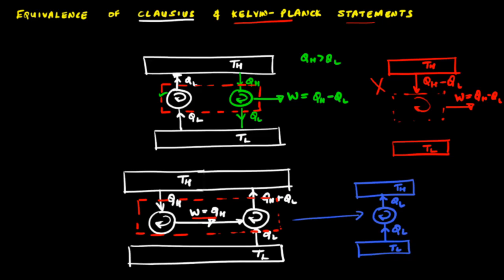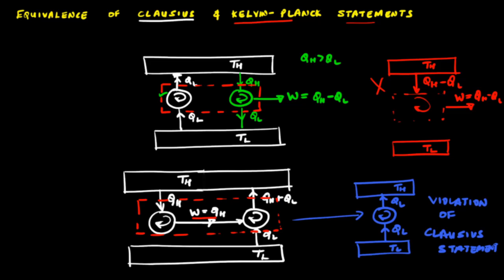And clearly this is a violation of the Clausius statement. Therefore, we've shown that violation of the Clausius statement implies violation of the Kelvin-Planck statement, and we've also shown that violation of the Kelvin-Planck statement leads to a violation of the Clausius statement. Therefore, we conclude that the Clausius and the Kelvin-Planck statements are equivalent.